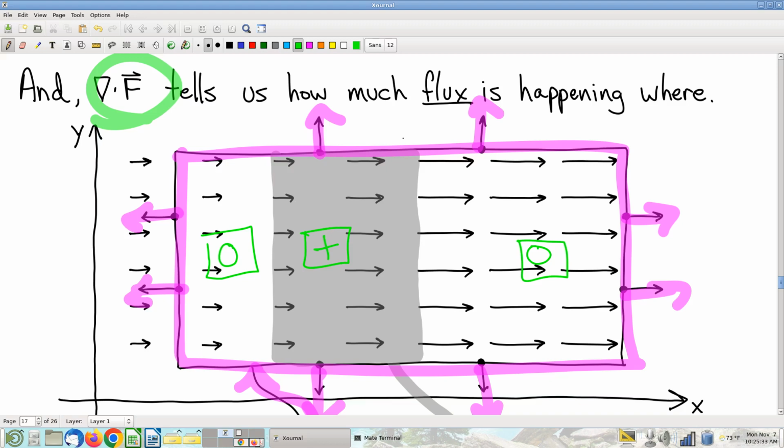So where does this flux come from that we measure on the back? It's coming from where the divergence says it's coming from. It's where the divergence is positive. Yes? I'm a little bit confused about the arrows on the boundary.